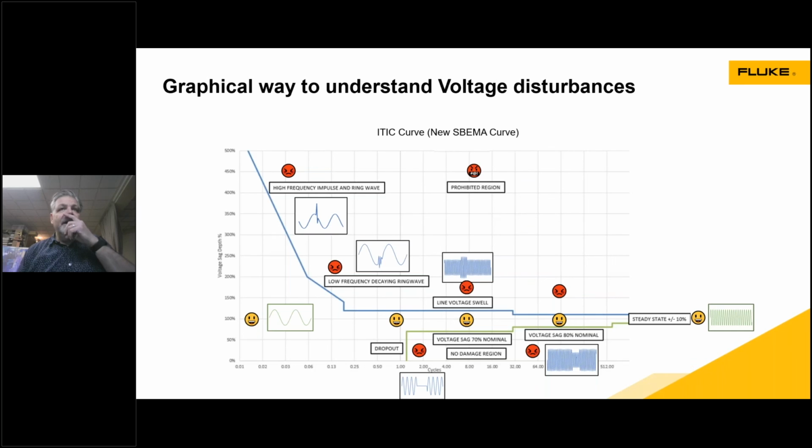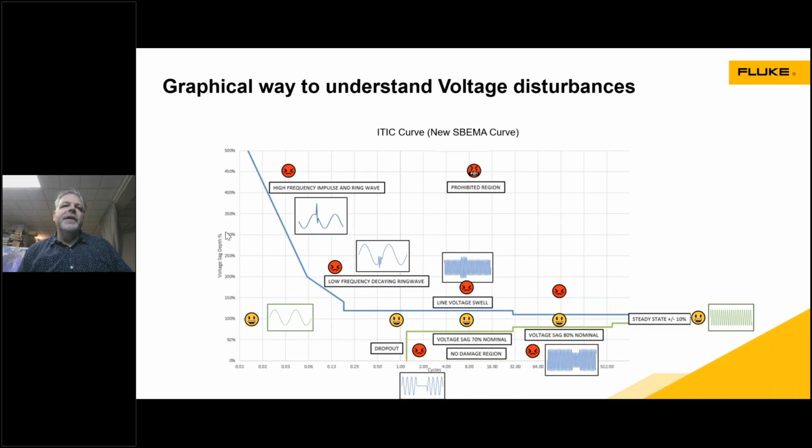I talked earlier about a graphical way to understand voltage disturbance. Basically on this graph, if we stay inside the blue and green line in the center region where all the happy faces are, according to the ITIC or CBEMA curve, then we should be fine.